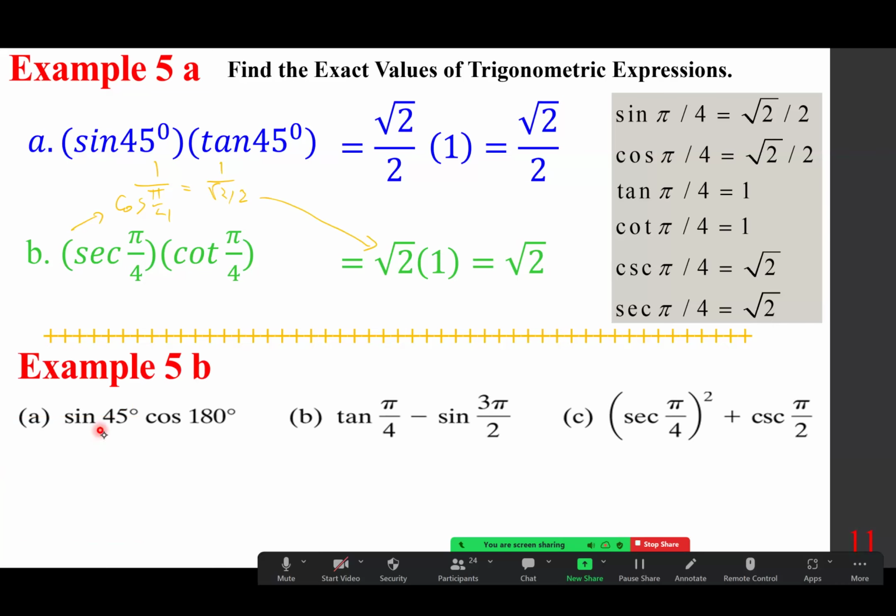Sine of 45, square root of 2 over 2. Cosine of 180, remember, 180 or pi, x comma y, the x coordinate is negative 1. So their product is negative square root of 2 over 2.